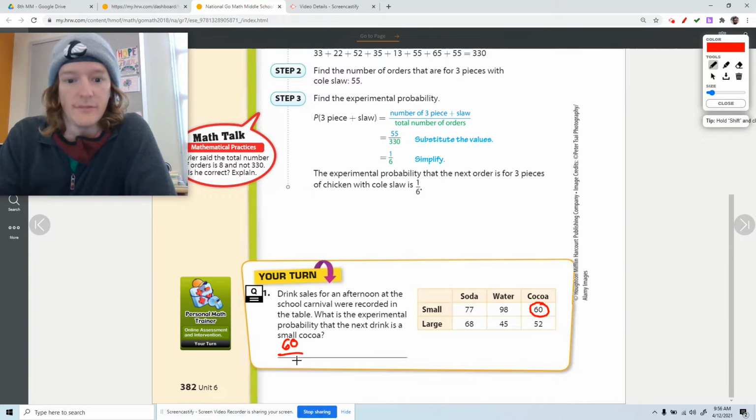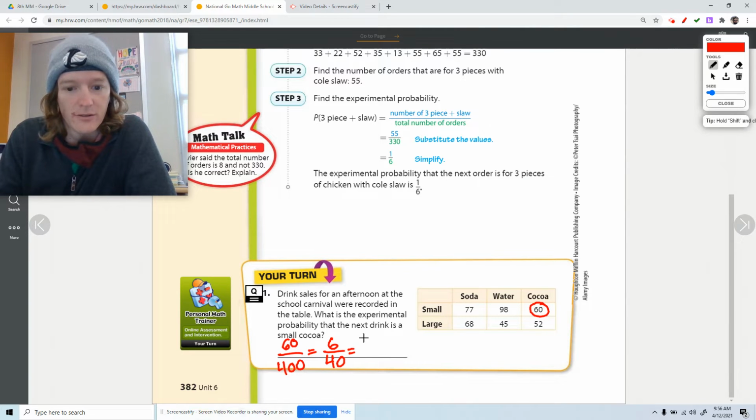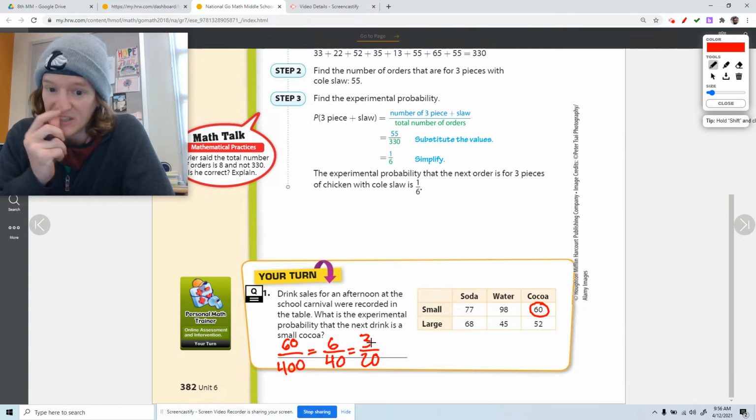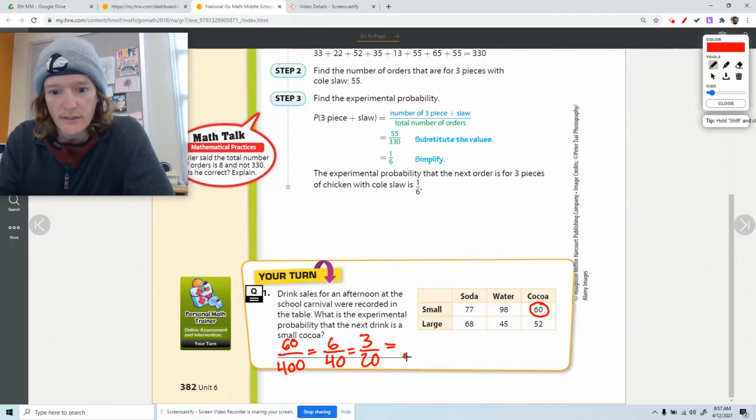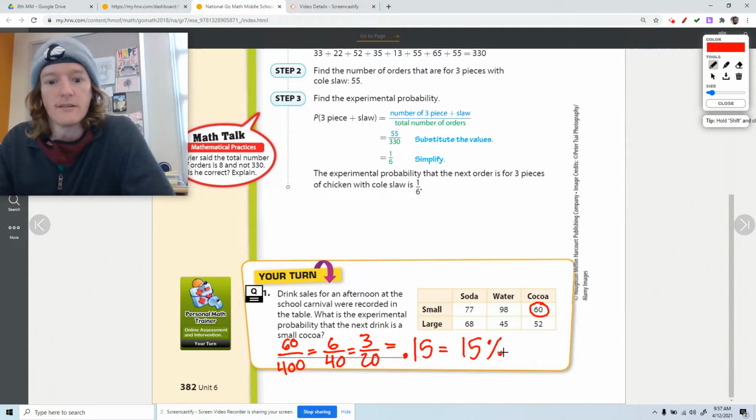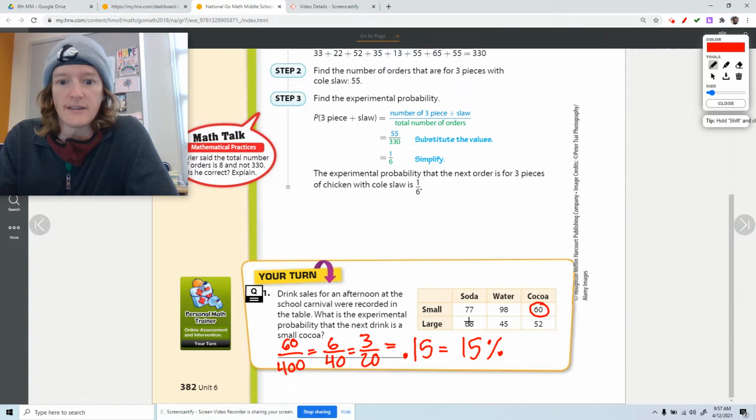We got 400 people. We can reduce this. Divide by 10, 6 over 40. We can reduce again. Divide by 2, 3 out of 20, and that's actually going to be done. 3 divided by 20 is 0.15, 15%. Okay, so that is the experimental probability that the next drink is a small cocoa.